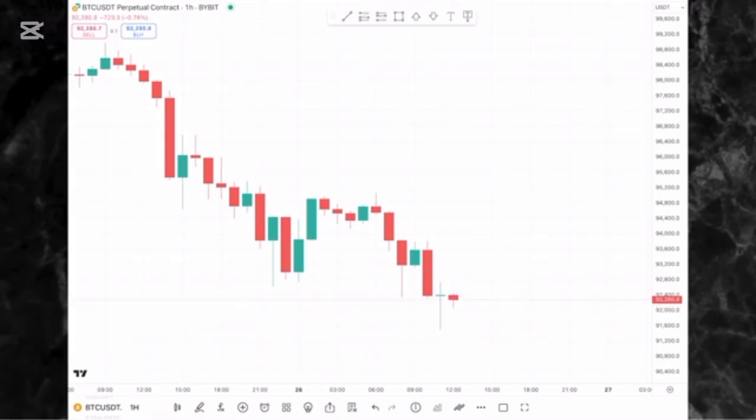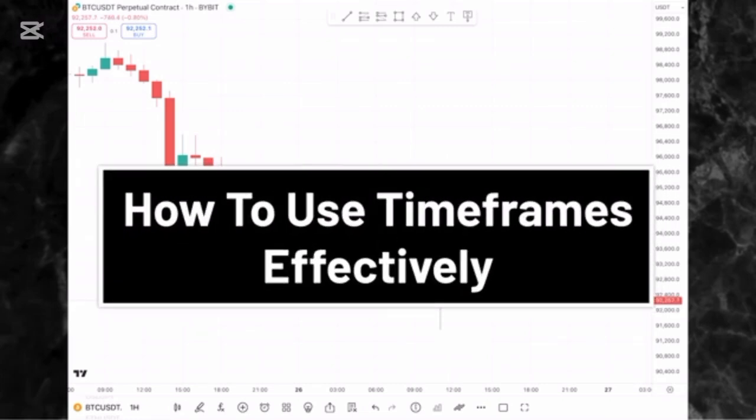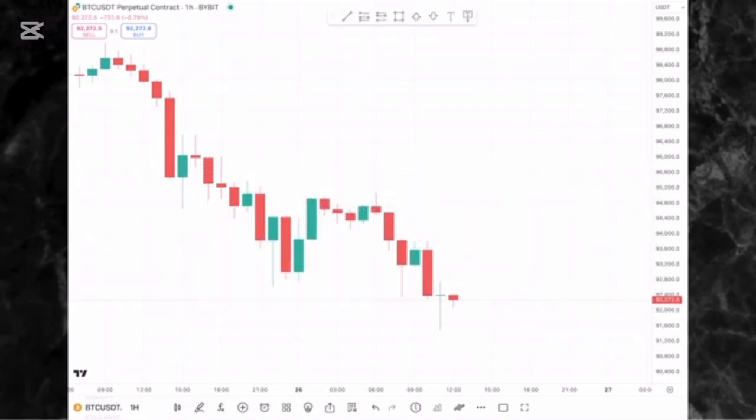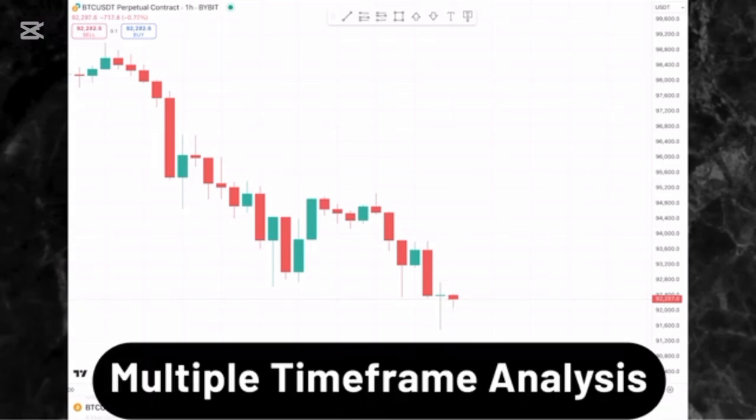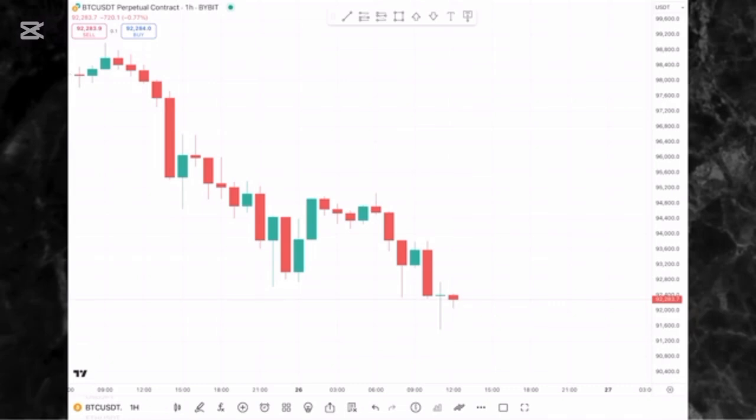No. So now that you understand what time frame is on the chart, the next thing is, how do you use time frames effectively? The first way to use time frames effectively is to use multiple time frame analysis. Now, what does this mean? This means that you shouldn't rely on a single time frame. Always combine different time frames to get a comprehensive view of the market trend.